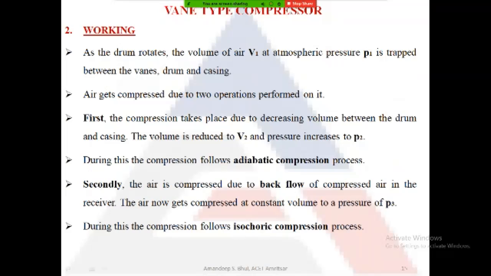As the drum rotates, the volume V1 at atmospheric pressure P1 is trapped between the vanes. Air gets compressed due to two operations performed on it. First, the compression takes place due to decrease in volume between the drum and the casing. During this, the compression follows adiabatic compression. So the pressure increase due to reduction in volume, we assume, is carried out adiabatically. Now for the second portion of the compression, the air is compressed due to the backflow of the compressed air. This backflow of air takes place from the delivery side.